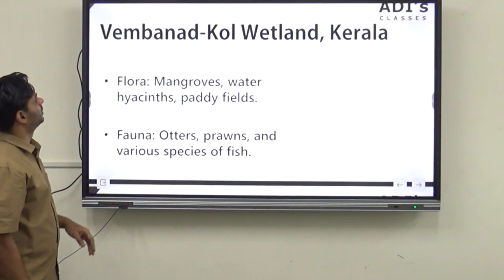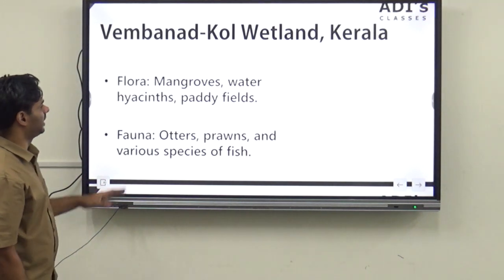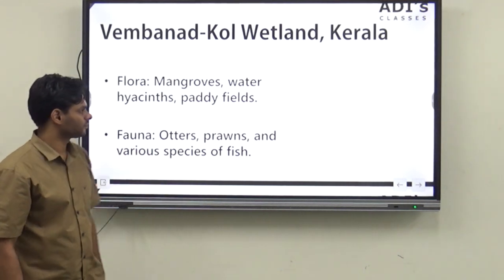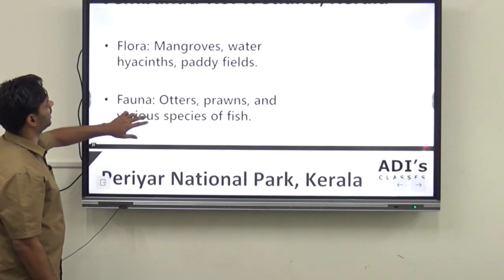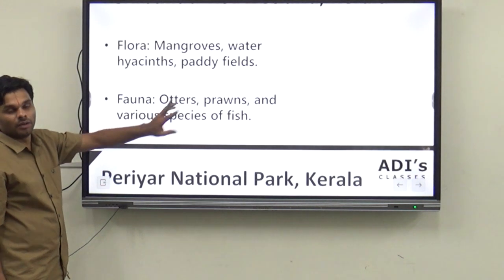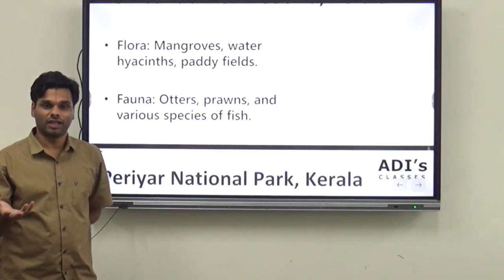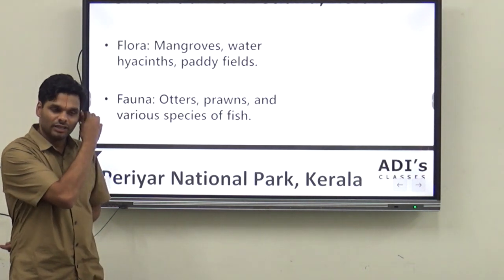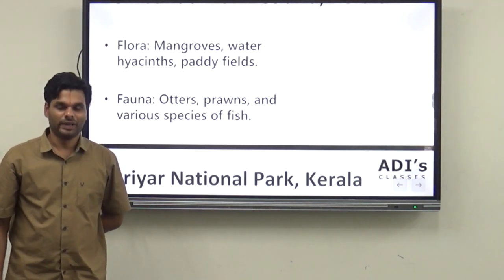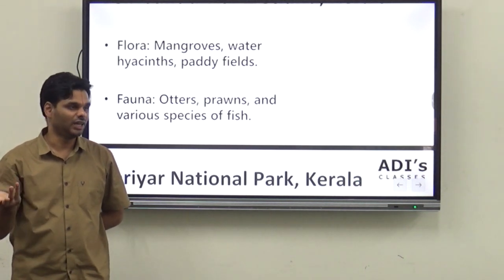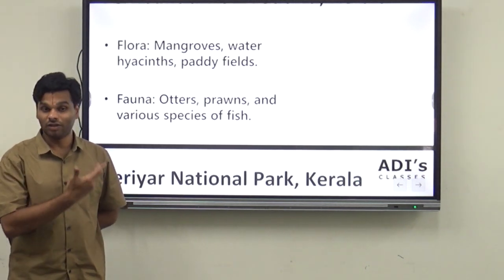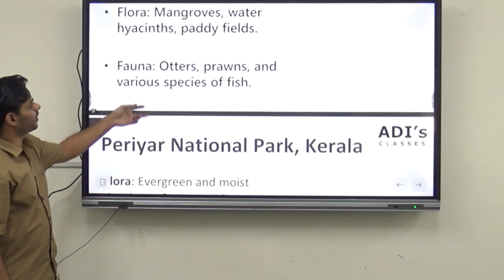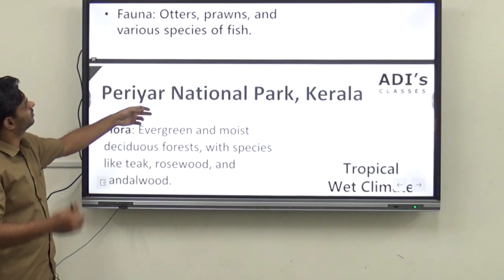Again, the Vembanad and Kole wetland in Kerala. Again, you have the usual mangroves, water hyacinths, paddy fields, etc. Again, you have otters. Rarely will you ever see an otter in India. I don't know if you've seen an otter in India. Have you seen an otter in zoos or anywhere? Very rarely you will see it. It's not easy to see at all. But in all of these wetlands, you can go see the otters. Prawns, everybody loves to eat prawns, so it's there.